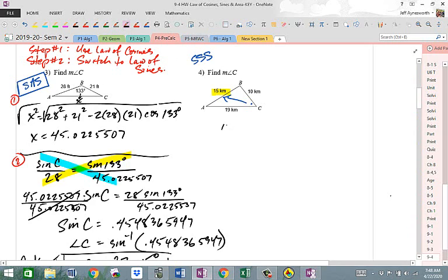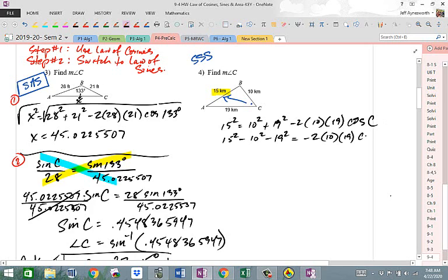So 15 squared is going to be equal to the sum of the other two sides squared, minus 2 times their product, times the cosine of the included angle, which happens to be C in this case. I'm just going to do the algebra first. So 15 squared, I'm going to subtract the 10 squared, subtract the 19 squared, and that's going to be equal to negative 2 times 10 times 19, times the cosine of angle C.